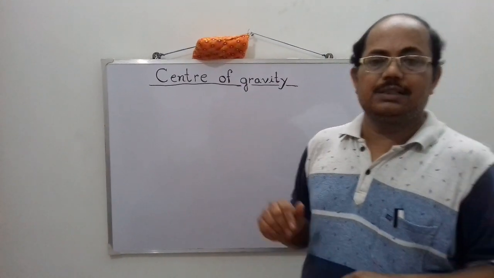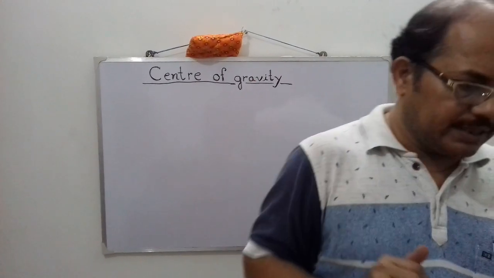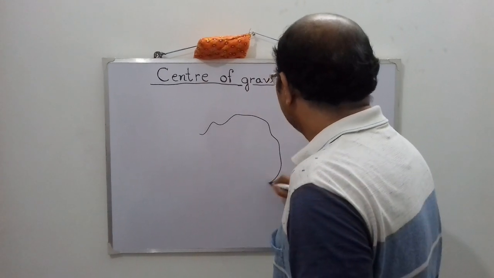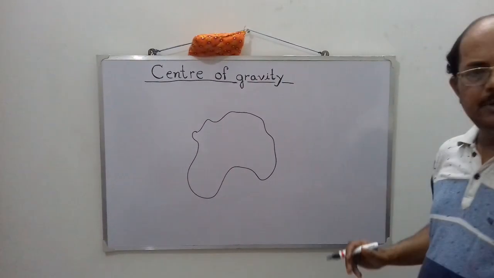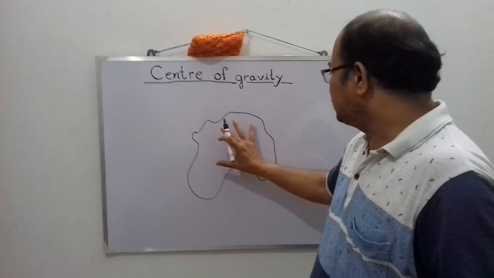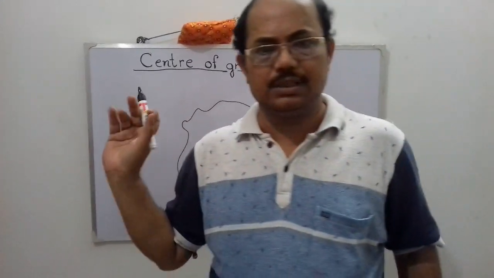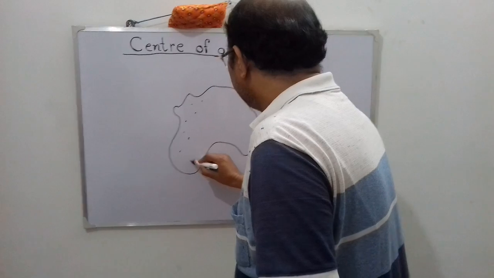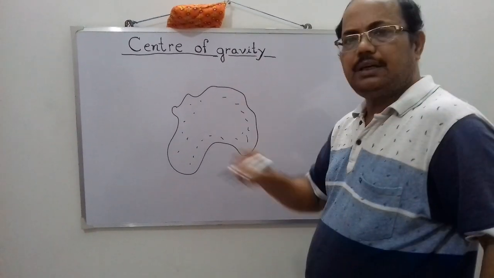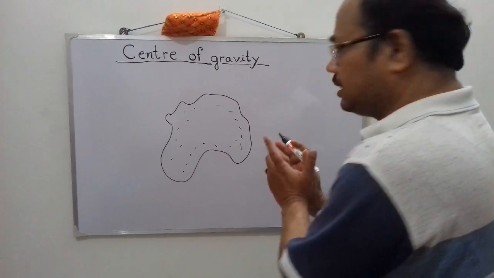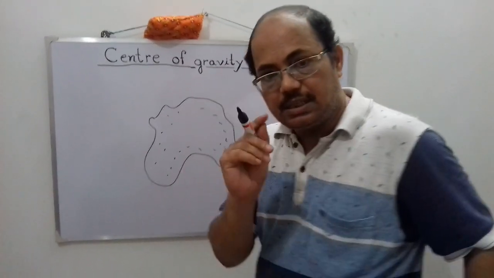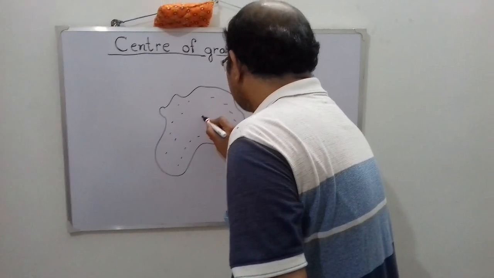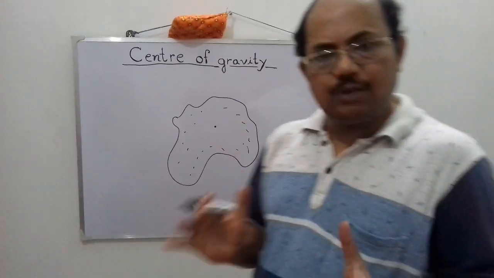But our today's topic is the center of gravity. What is center of gravity? Suppose this is a lamina. Lamina means this is an area and the thickness is very small, that's why it is called lamina. Now it consists of an infinite number of small particles. Suppose we consider that all the mass is concentrated at a particular point, the effect will be the same.